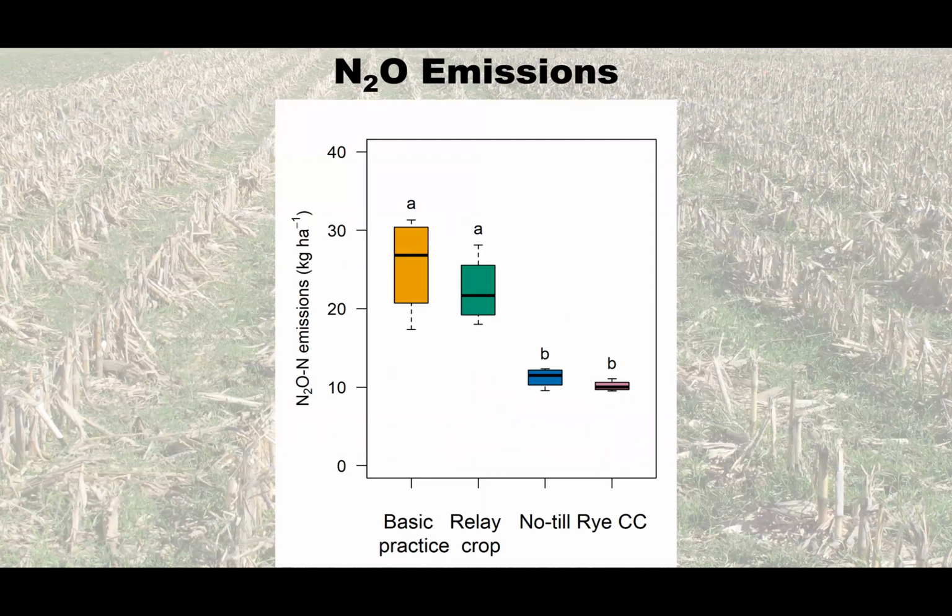For N2O emissions, then, you can see that for our basic practice and the relay crop, again, we're losing more N2O from those two systems compared to the no-till systems out there. So in this case, it would imply that the 4R nitrogen management is helping with the N2O losses, and we're losing less nitrous oxide.